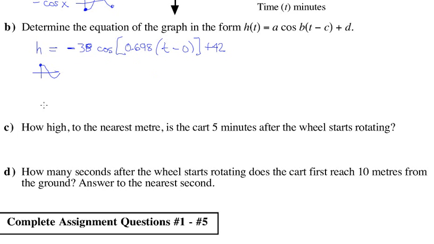I'm going to use this space because it's getting a little cramped down here. So our height should be minus 38 cosine 0.698 times 5 minutes plus 42. I'll remind you again, please be in radian mode when you do this calculation, or else the cosine won't come out right. So 0.698 times 5, hit cosine, multiply by negative 38, and add 42. 77.7 meters, and that fits very nicely with what we got from the graph above.